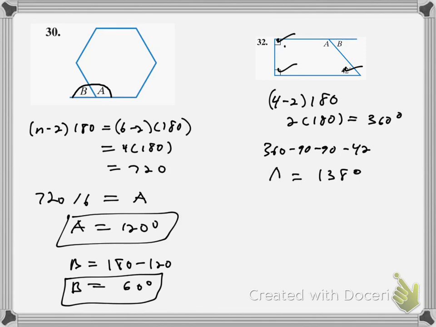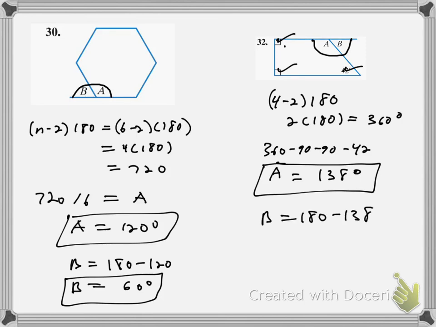Okay, so that's A. And then to find B, these are supplemental angles because they make this line, so they add up to 180. So B is 180 minus 138, which is 42. There you go. That should get you ready for this section. And that should be all.